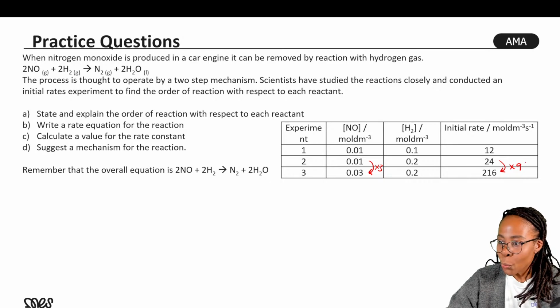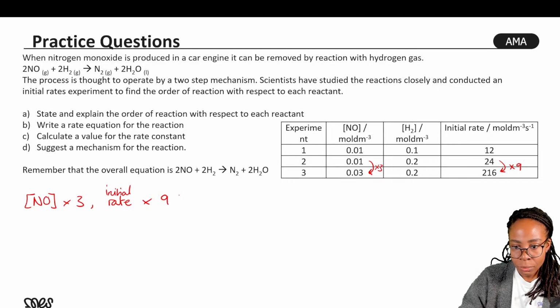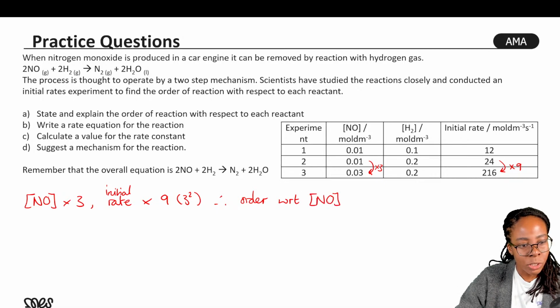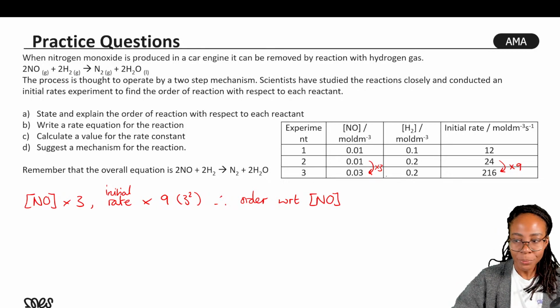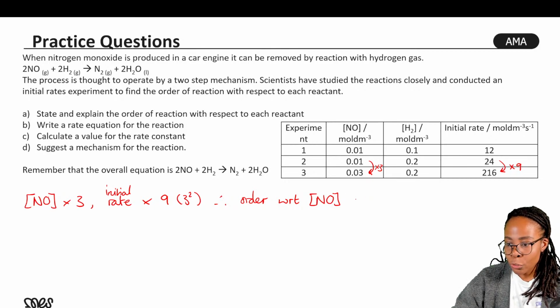So we can see that when our concentration of NO was multiplied by 3, the rate, or the initial rate, really, more specifically, was multiplied by 9, which is 3 squared. Therefore, the order with respect to our concentration of NO, what order must it be? If when our concentration went up by 3, lovely, star platinum, order with respect to NO is second order.